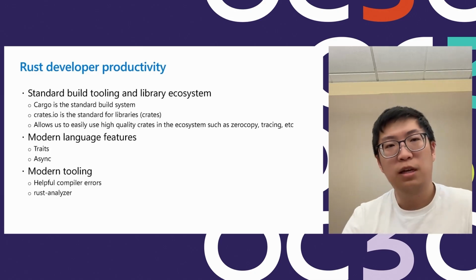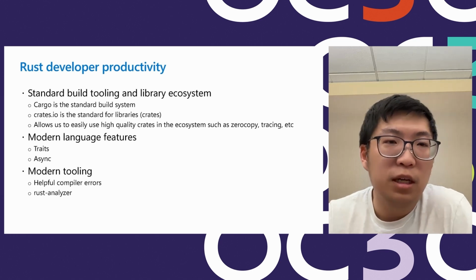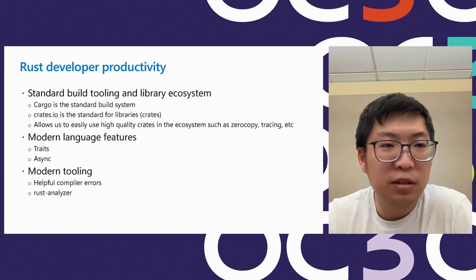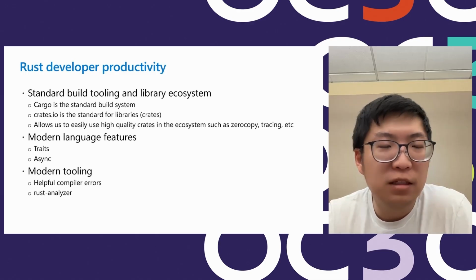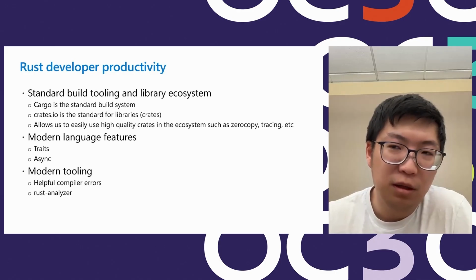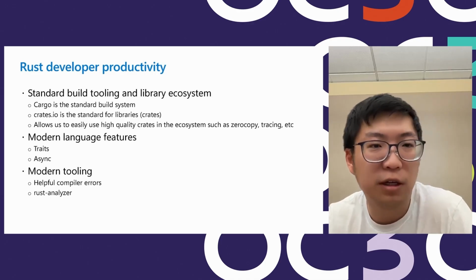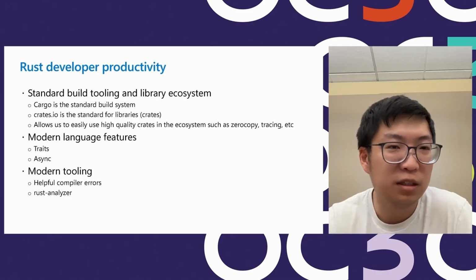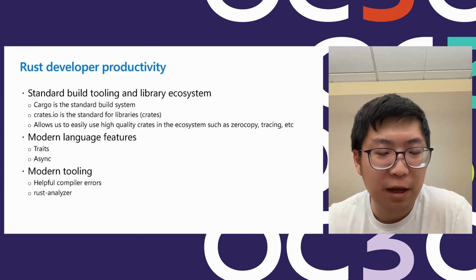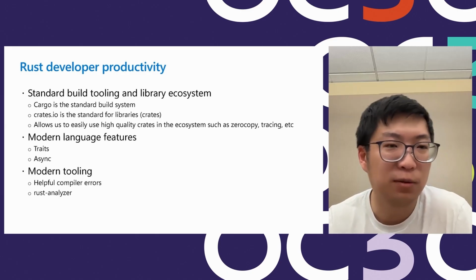We also find that Rust is much more productive for us, right? Rust has a pretty standard build tooling and library ecosystem. Cargo is the standard build system. Crates.io is the standard place to get libraries. And this allows us to incorporate upstream crates that are high quality. Zero copy and tracing are two really important crates that we use. But also for prototyping, we can say there's this crate that looks like it does what we need. We can go ahead and pull that in and we can decide later, okay, are we ready to accept that as a real dependency, or do we need to vet it a little bit more, maybe contribute fixes back or write something else?